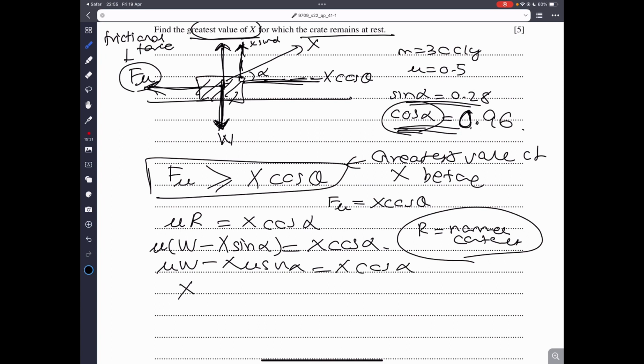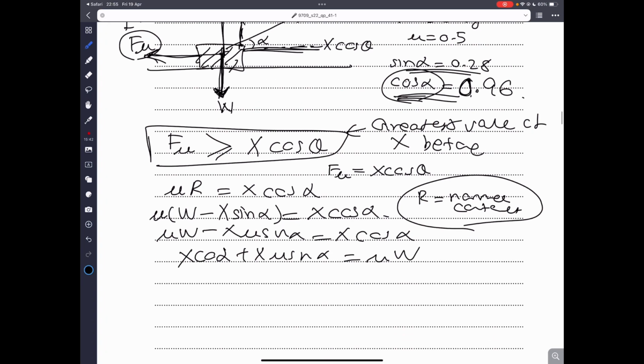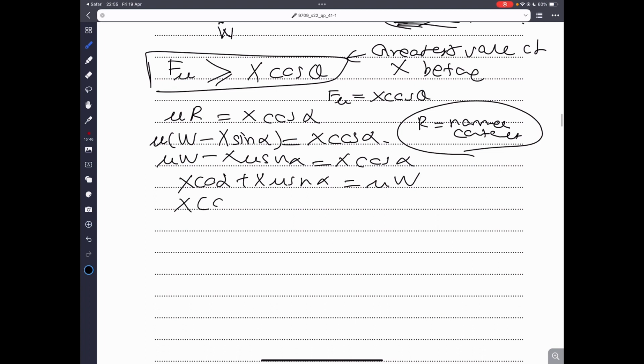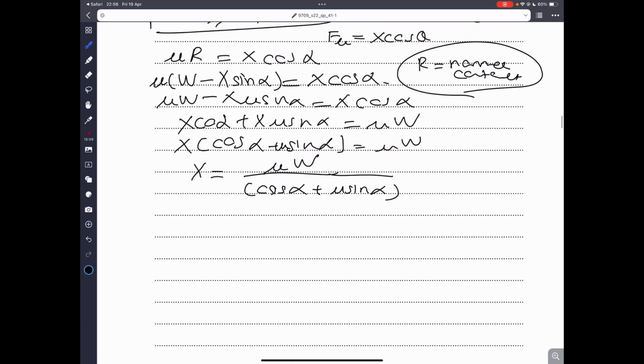Bring the X into the same side. Okay, so we can take out the X, sine alpha, mu W. So then we can make X the subject. X is equal to mu W over cos alpha plus mu sine alpha. Okay, so now we can just substitute a value.